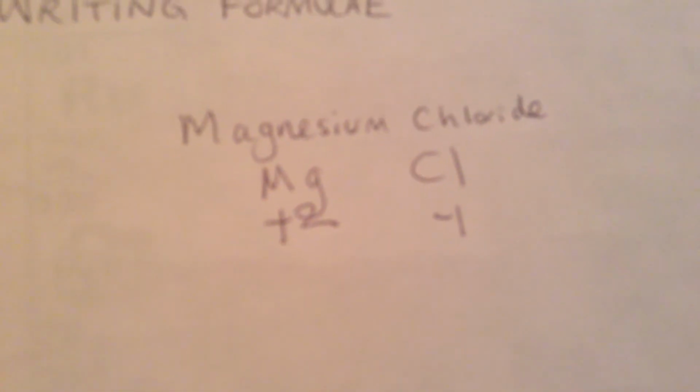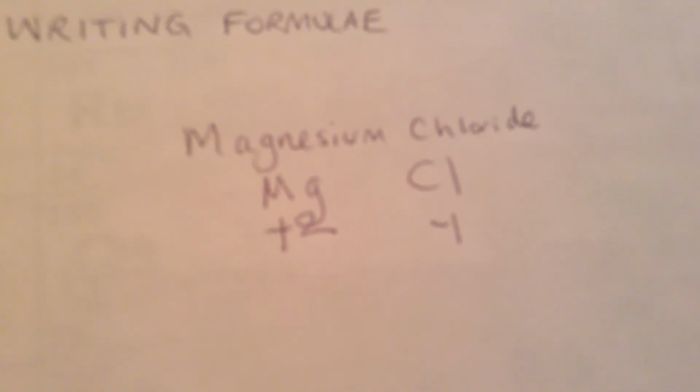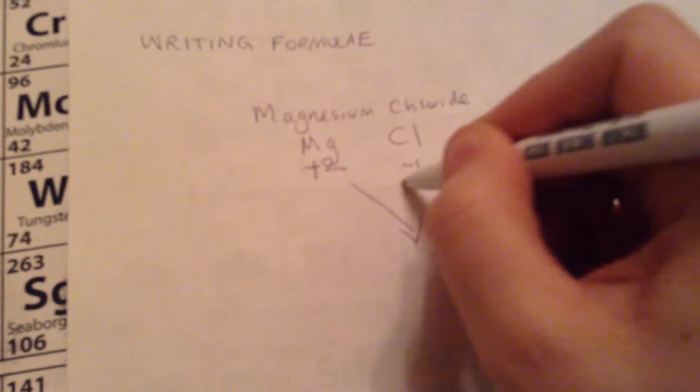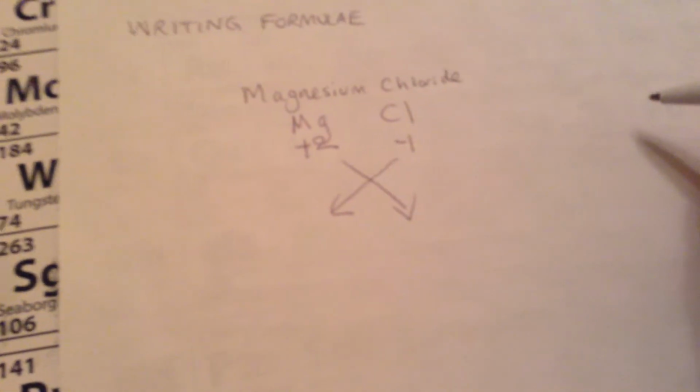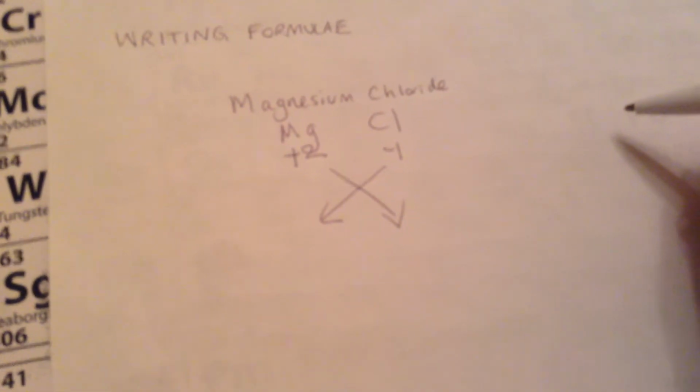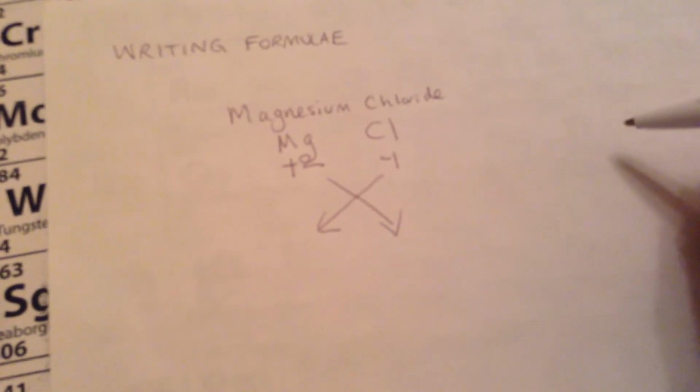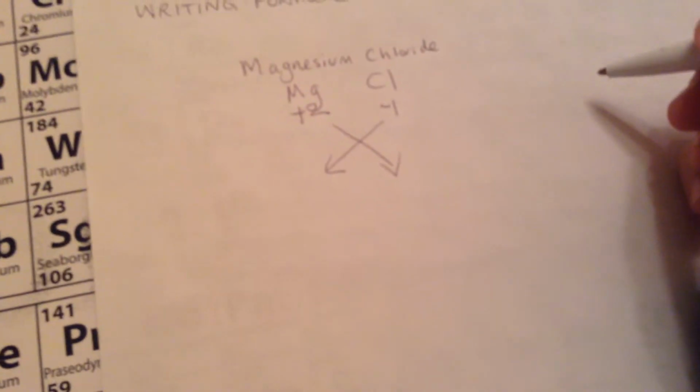Once you've gotten to that stage, you follow the same little trick every time, and it goes like this. You swap the numbers over, and then even though you've put the charge down, you're going to completely ignore it. Don't worry about why you do that. You don't need to know. All you need to know is that you do it.